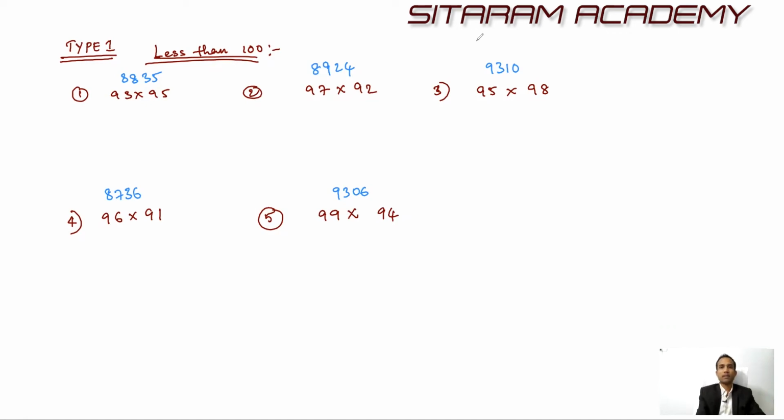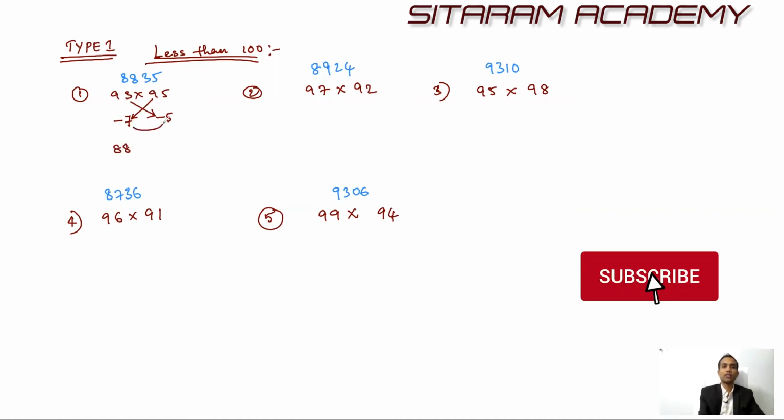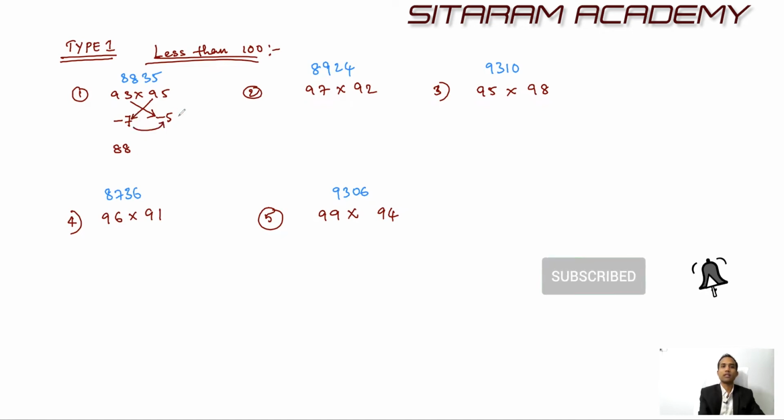Just listen. The trick is, 93 is near to 100, 95 is near to 100, right? 93 is how much less than 100? 7 less than 100, right? 100 minus 7 is 93 and 100 minus 5 is 95. So these two I will write. And after that, either you subtract this or subtract this: 95 minus 7 or 93 minus 5, you will get the same answer. So that we will write first. 95 minus 7 is 88. And then these two you need to multiply and write here. 7 5s are 35. So 8835.